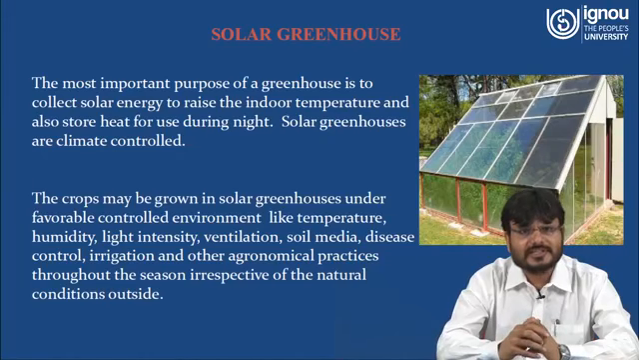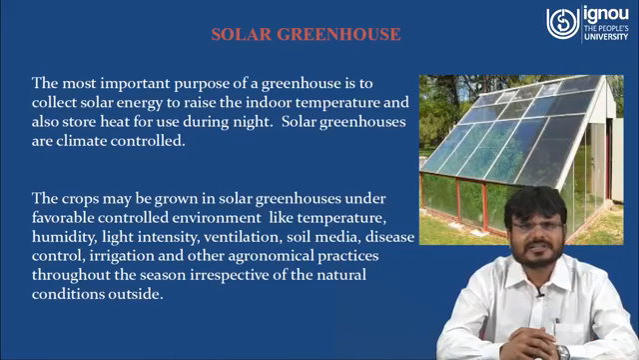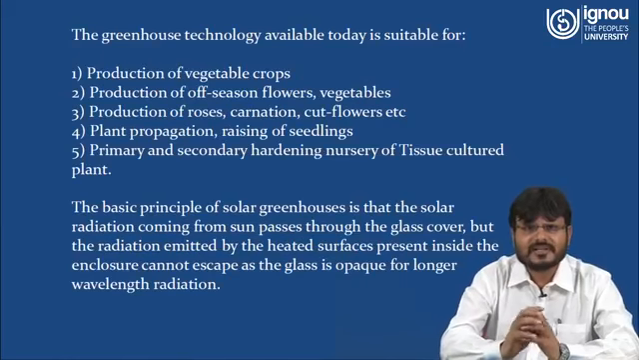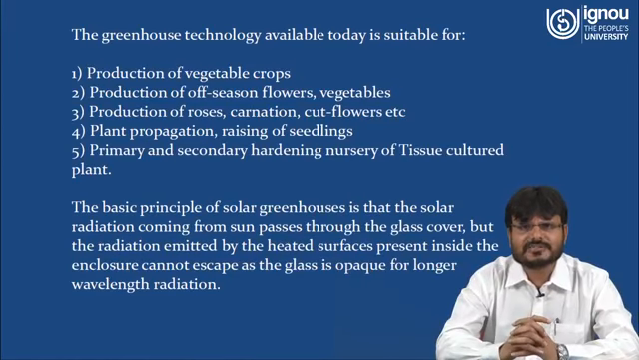And humidity, light intensity, ventilation, soil media, disease control, irrigation and other ergonomical practices throughout the season, irrespective of the natural condition outside. The greenhouse technology available today is suitable for production of vegetable crops, production of off-season flower vegetables, production of roses, cut flowers, etc., plant propagation, raising of seedlings, primary and secondary hardening, nurturing of tissue cultured plants.